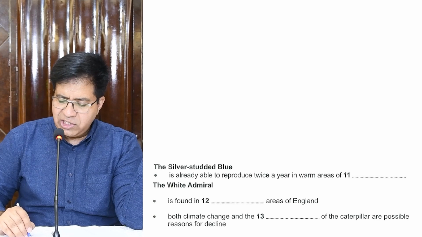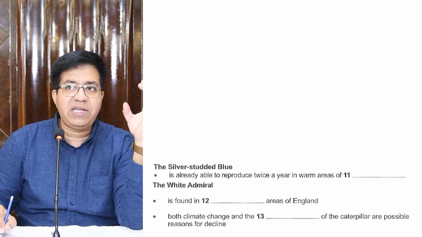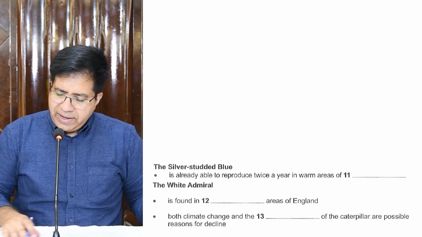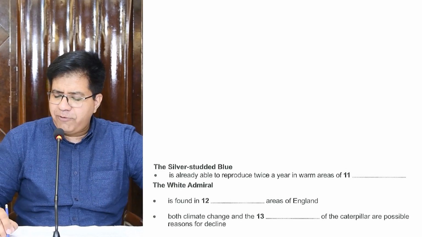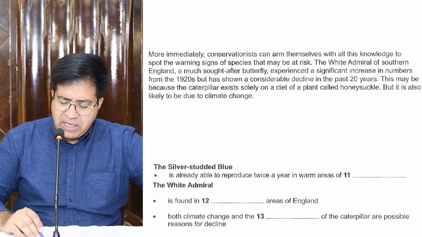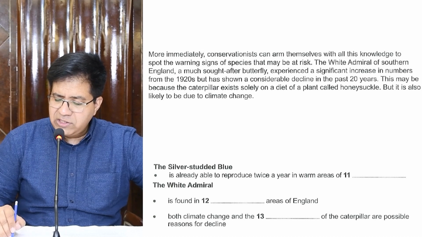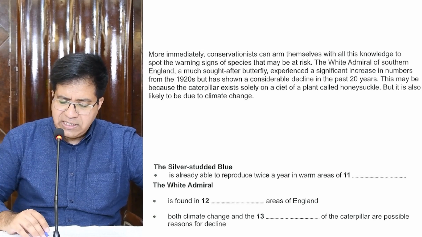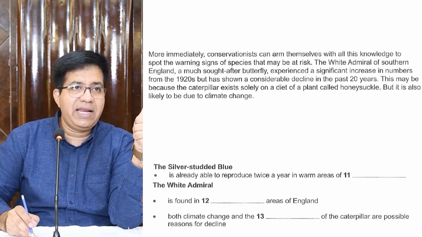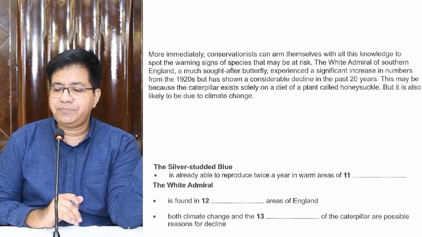Both climate change and the dash of the caterpillar are possible. Two things. One is climate change, and second we will find. I'm reading it from the third last line after 20 years. Found it? Okay. This may be because the caterpillar exists solely on a diet of a plant called honeysuckle, but it is also likely to be due to climate change. One is climate change, second is diet. Exactly. The correct answer is diet.